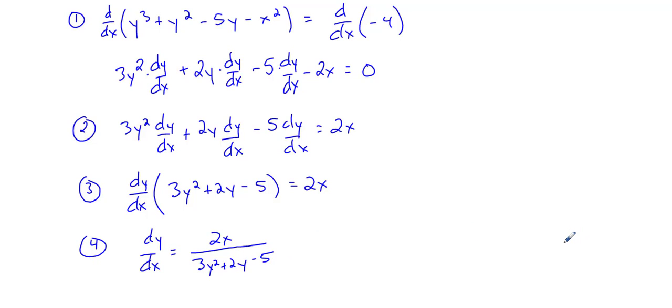Now before, all of our derivatives were only in terms of x, right? The change in y was only in terms of x. But now the change in y with respect to the change in x is in terms of x and y. So we need both an x and a y to find the slope of the tangent line to some curve.